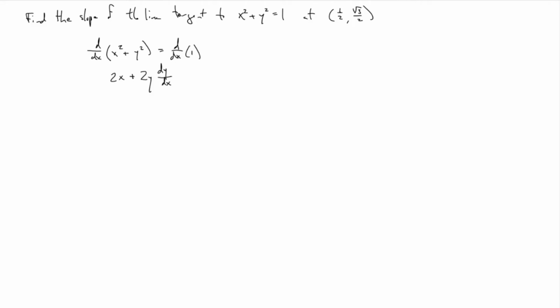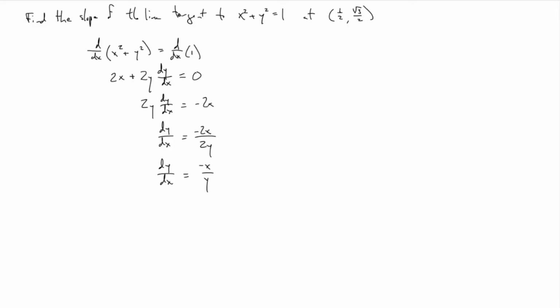And the function that we treated like a variable was y, and its derivative is the derivative of y, dy dx. And this is all equal to the derivative of 1, which is 0. All that's left is to solve for dy dx. And when you're through doing that, you get that dy dx is negative x over y.